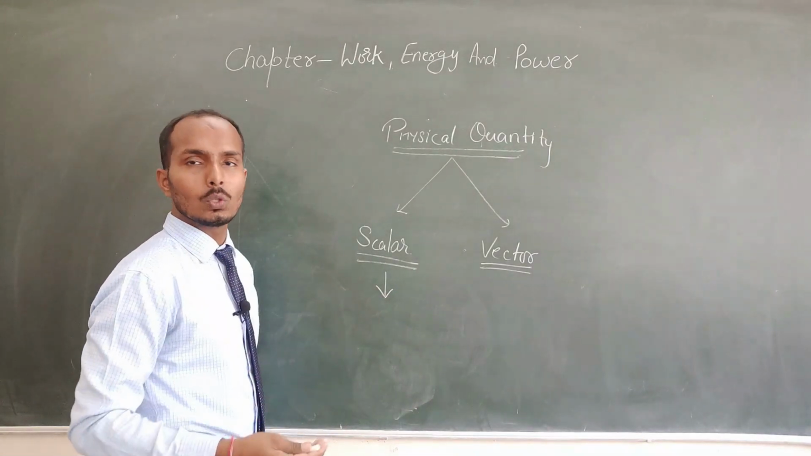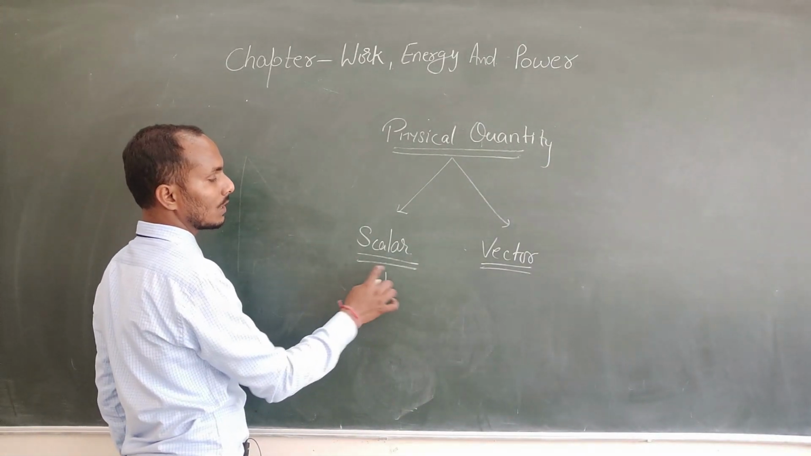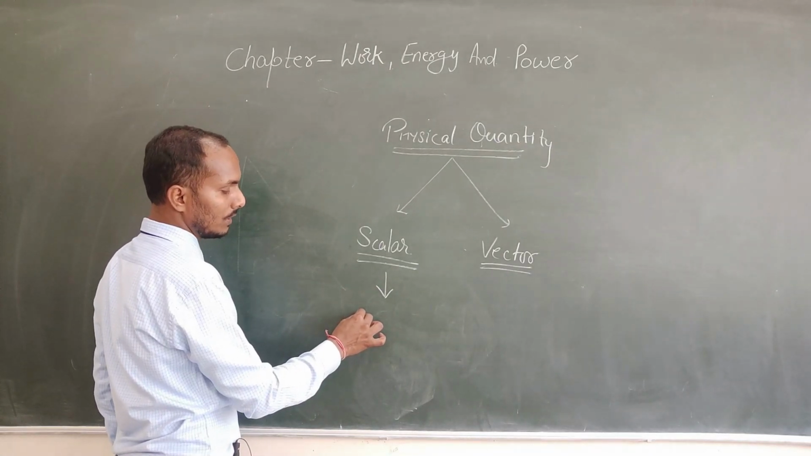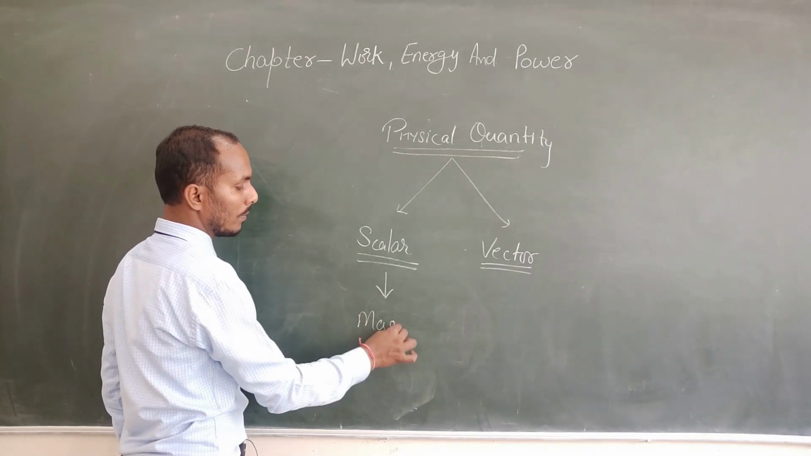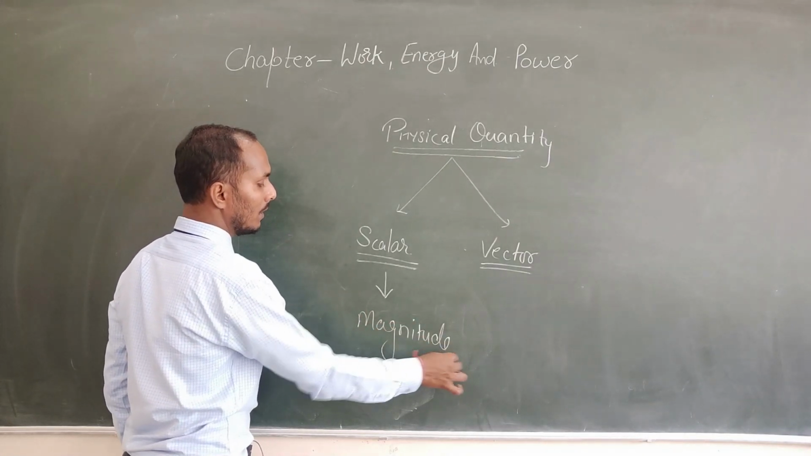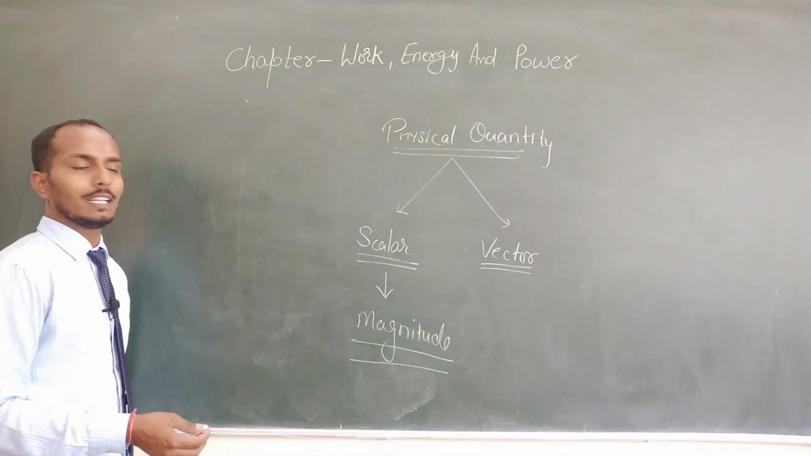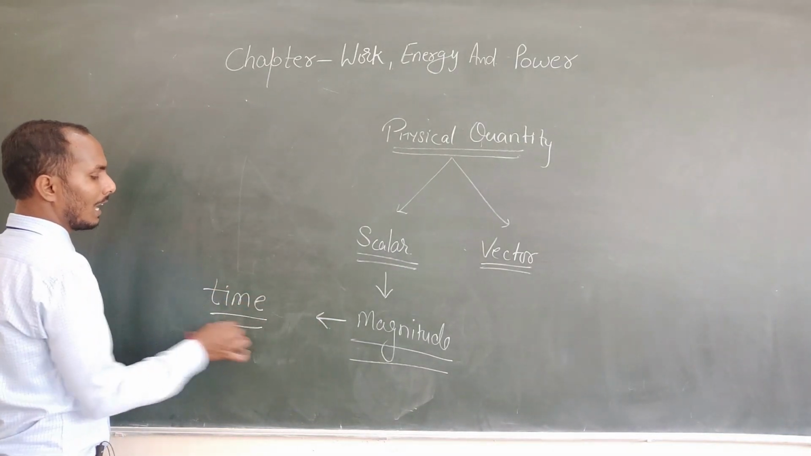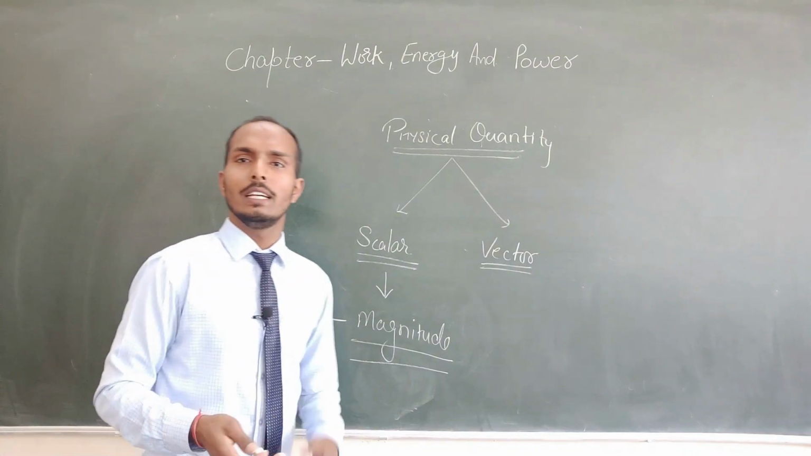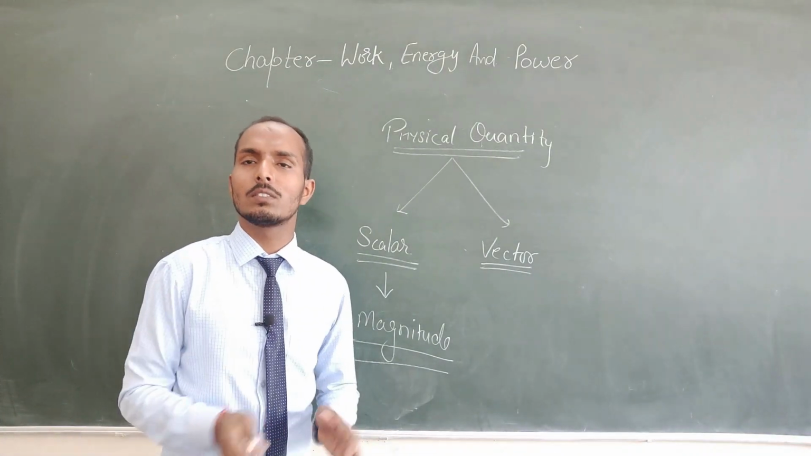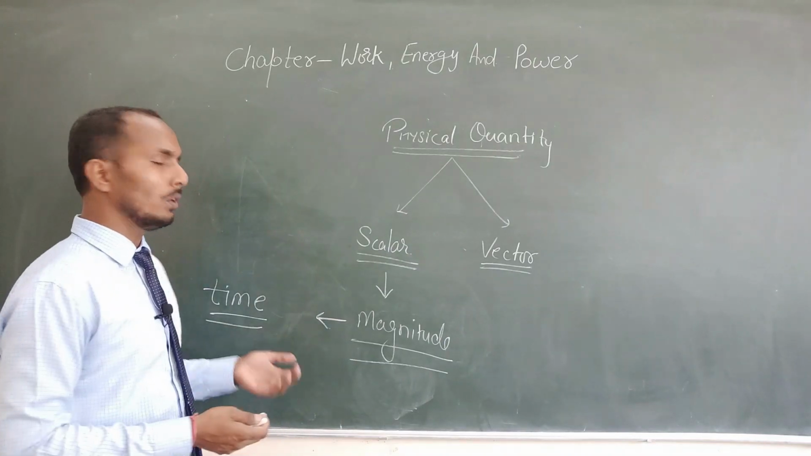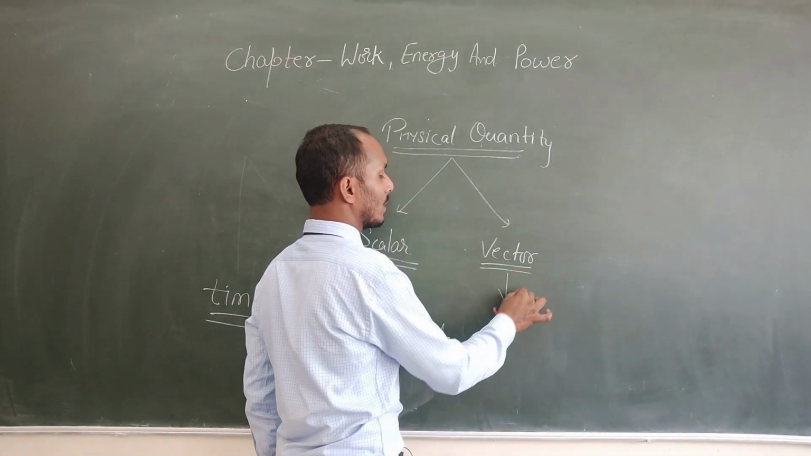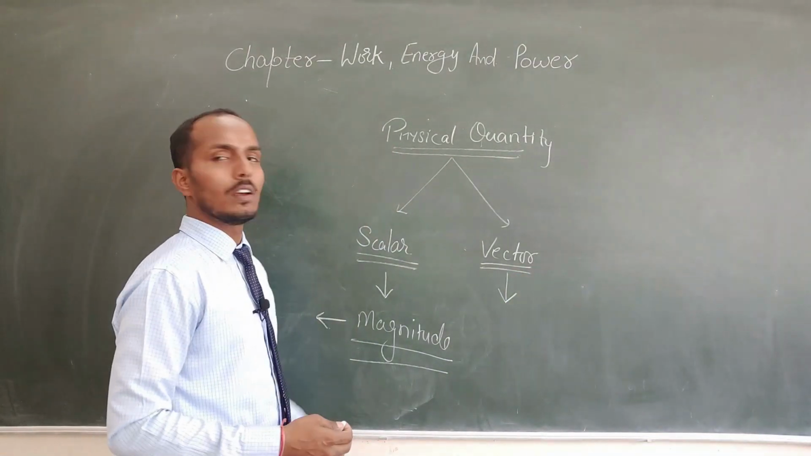Scalar quantities are those quantities which have only magnitude; they do not depend upon direction. For example, time is a scalar quantity because it has only magnitude: 2 hours, 3 hours, 1 minute, 2 seconds. It does not depend upon direction. The second kind is the vector quantity.